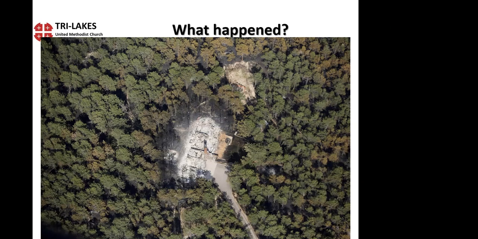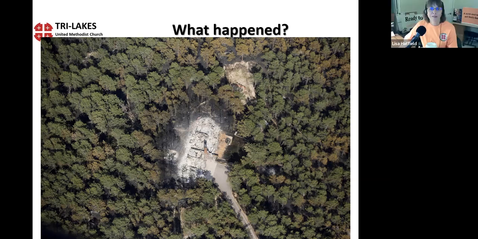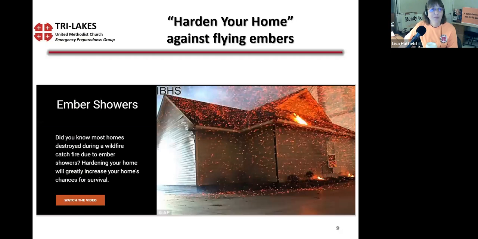Yeah. So an ember landed on the wooden deck or some other combustible thing, and off it went. The house caught on fire and it burned down. If the house does not catch on fire, it will not burn down. So in a few minutes, we're going to watch a short video demonstrating what this looks like when ember showers actually hit the house. Most homes destroyed during a wildfire catch fire because of the ember showers. And yeah, if your home doesn't ignite, it won't burn down.